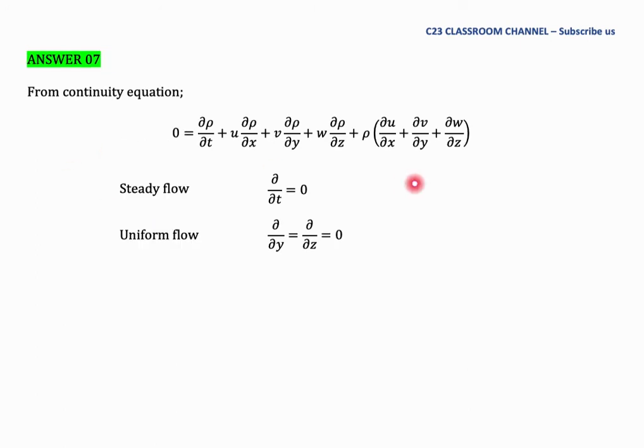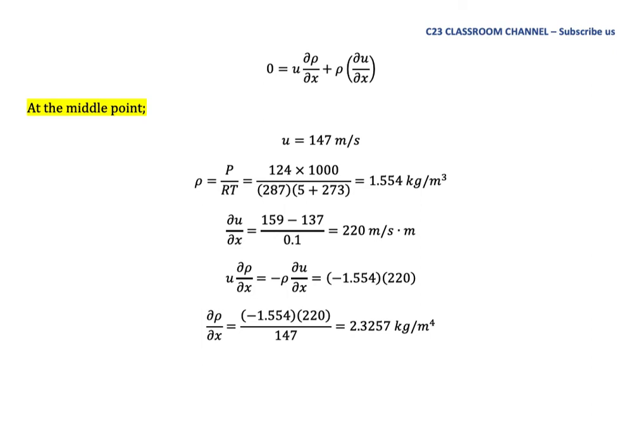So this is our continuity equation. We have all of these terms. We make the assumption that it is a steady flow, so we take d over dt equal to 0. And it is also uniform, so we take del over del y equal to del over del z equal to 0. That means everything here can be simplified. So we could simplify our equation as this: 0 equals u del rho over del x plus rho del u over del x.